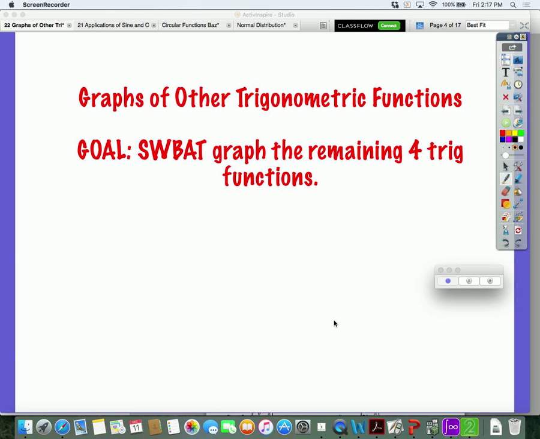Today we are graphing the other trigonometric functions. Those will be tangent, cotangent, cosecant, and secant. So we're graphing the other four remaining ones. We're going to start off with the properties of each, and we're going to graph a few examples of each.